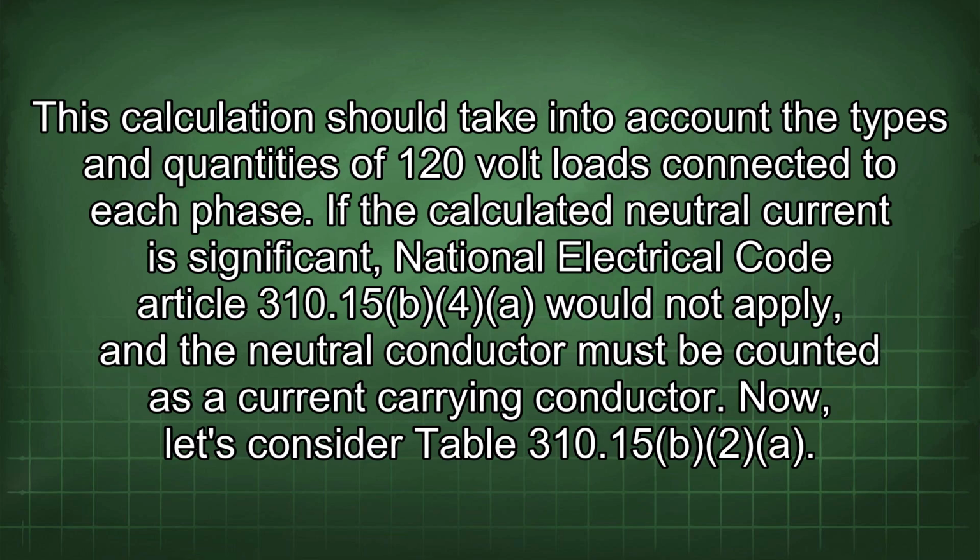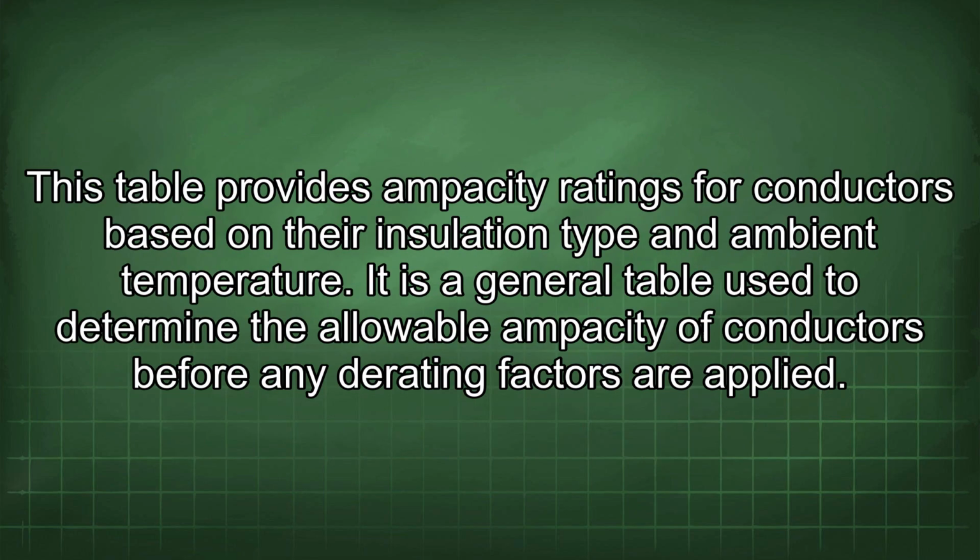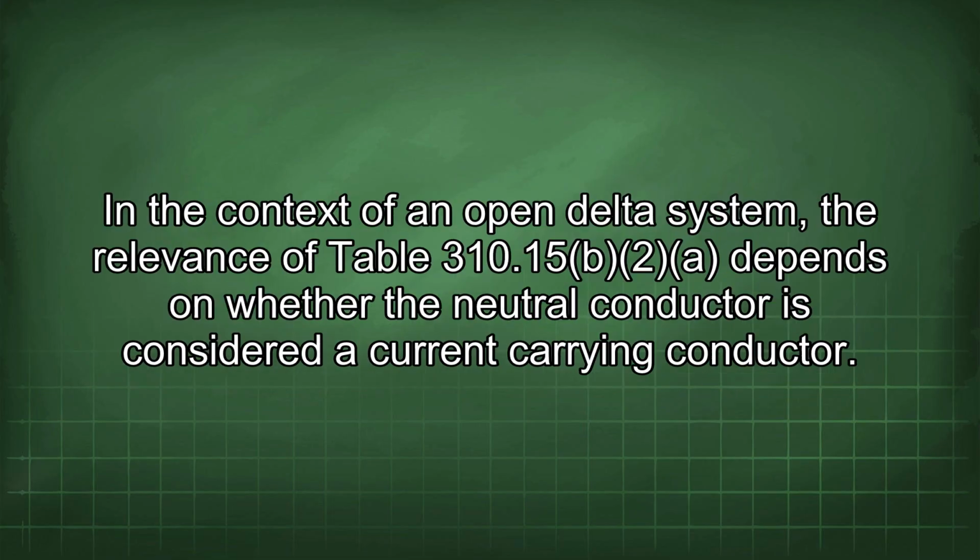Now, let's consider Table 310.15 B2. This table provides ampacity ratings for conductors based on their insulation type and ambient temperature. It is a general table used to determine the allowable ampacity of conductors before any derating factors are applied. In the context of an open delta system, the relevance of Table 310.15 B2 depends on whether the neutral conductor is considered a current carrying conductor.